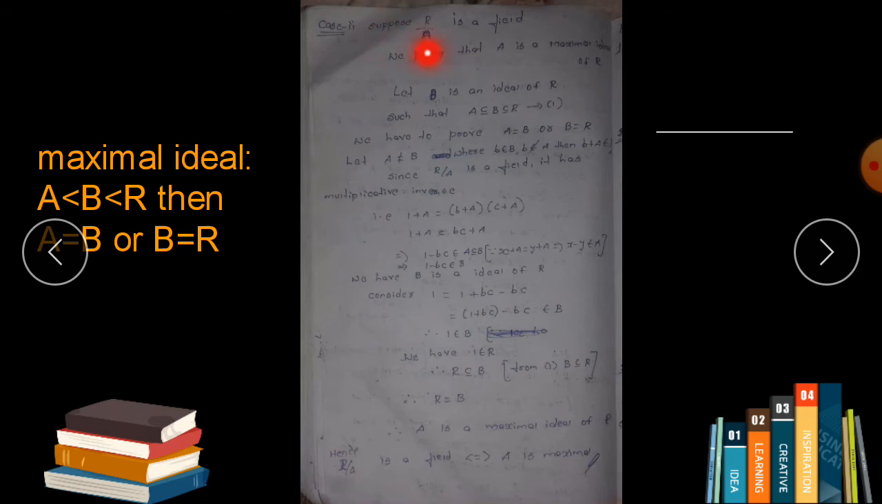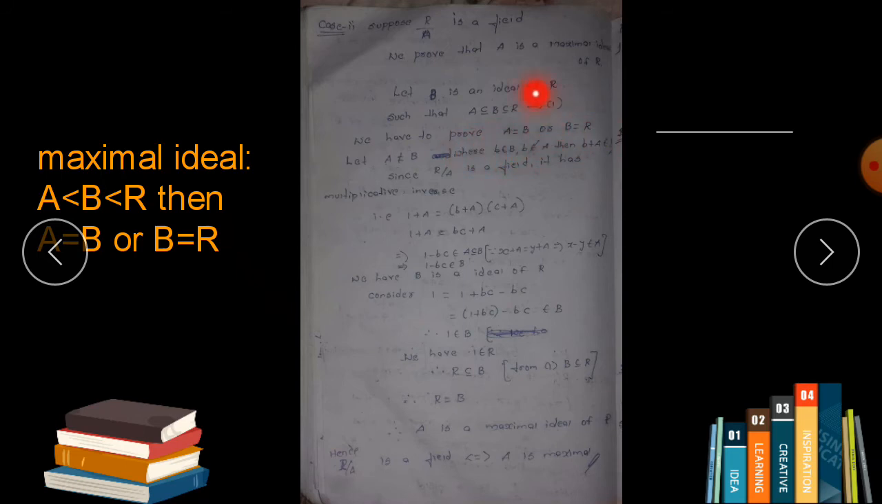Now case 2, in the reverse order: take R/A to be a field, and we have to prove A is a maximal ideal. To prove a maximal ideal, we have two ideals A, B and R is a ring. Already we have A; here we take B to be an ideal of R, considering the condition A ⊆ B ⊆ R. We have to prove A = B or B = R.